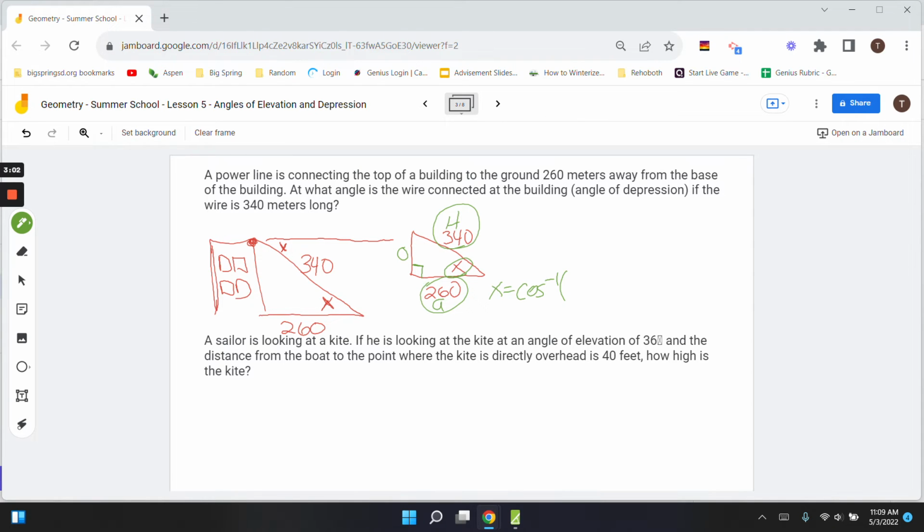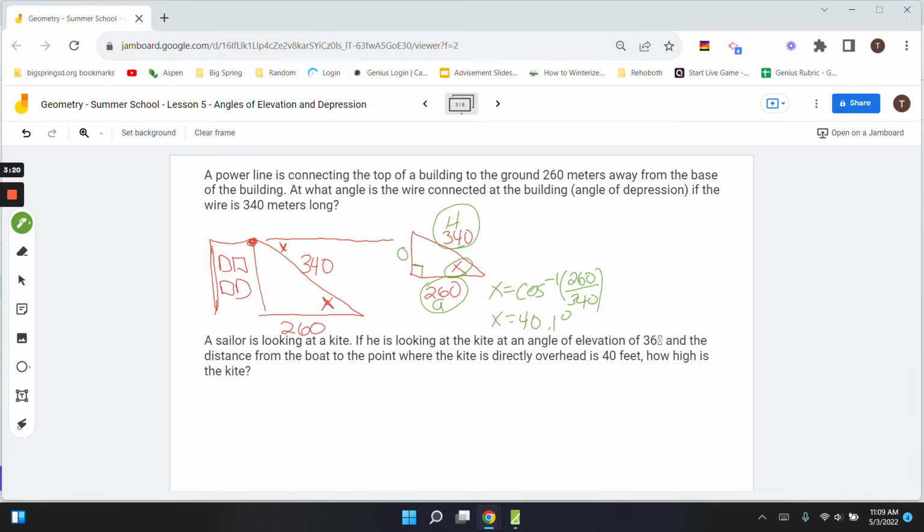When I do this, it's a word problem, so I need a word answer, and it can be pretty simple. The angle is 40.1 degrees. Okay, so there's one example. We're going to come back to this one.